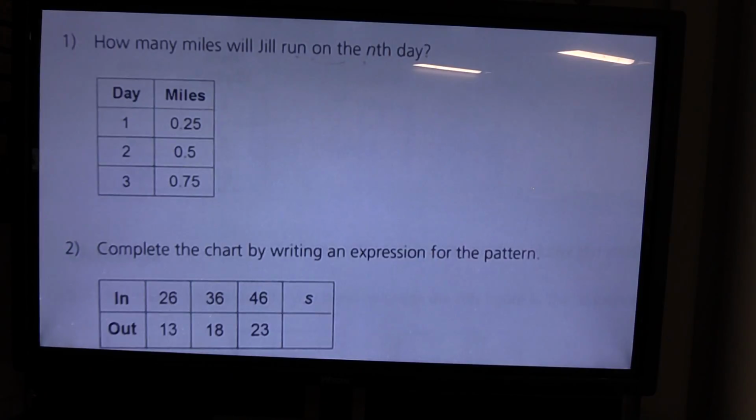This video, I'll post it to YouTube so you can watch it at home and hopefully it'll help you. But anyhow, based on the rule that we come up with, the algebraic expression, you can figure out how many miles she will run on any given day. First, we have to see if we can find a pattern.